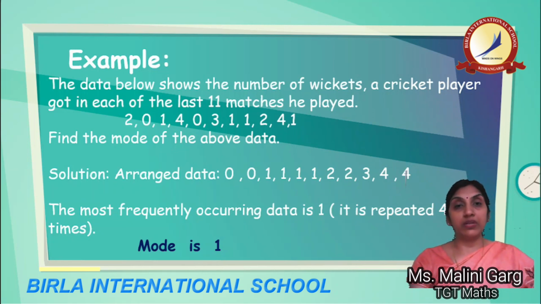So I hope you understood how to calculate the 3 measures of central tendency, that is mean, median and mode for the ungrouped data. For the mode, if the data is large, you can always use the frequency distribution table to calculate the mode of the data.